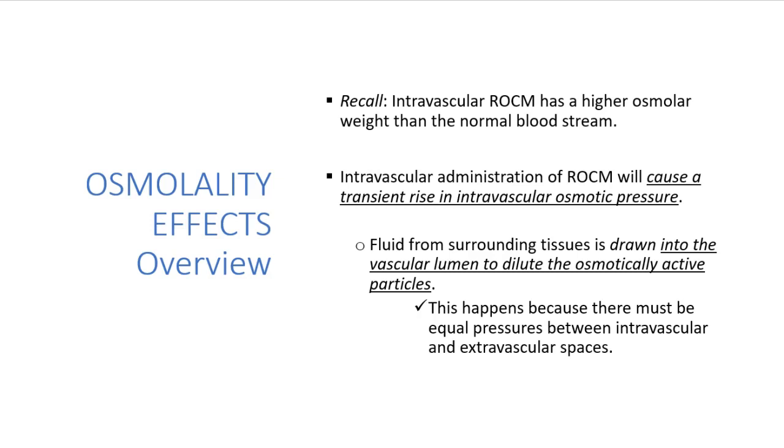Intravascular contrast has higher osmolar weight than the normal blood stream. So intravascular administration of contrast will cause a transient rise in intravascular osmotic pressure. Fluid from the surrounding tissues is drawn into the vascular lumen to dilute the osmotically active particles. This happens because there must be equal pressure between the intravascular and the extravascular spaces, trying to get homeostasis.